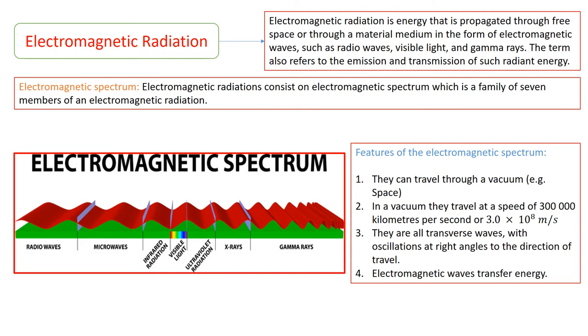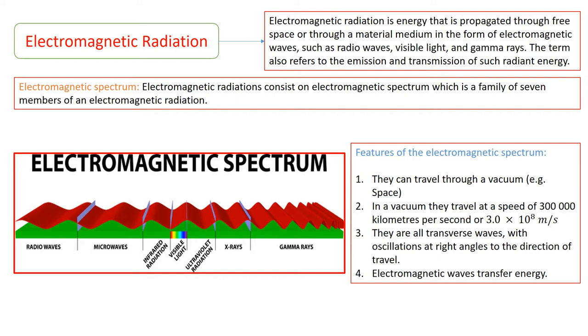Now, how can we define electromagnetic radiation? Electromagnetic radiation is a form of energy, and that form of energy is propagated through space or through a material in the form of electromagnetic waves. And the electromagnetic waves consist of seven members named radio wave, microwave, visible light, gamma rays, etc. So electromagnetic radiation is also referred to as the emission and transmission of radiant energy. Radiant energy means the energy which travels from one point to another point. So electromagnetic radiation is the form of energy that is always propagated through space or through material in the form of electromagnetic waves.